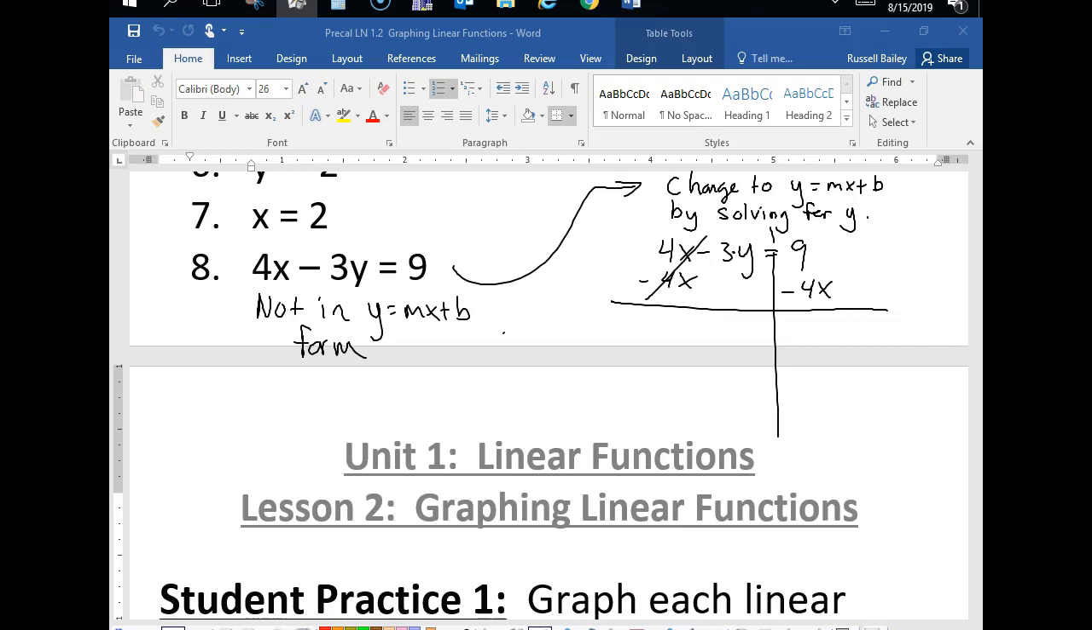So here we go. Minus the 4x on both sides, right? Now you can't combine these though, right? And so I'm just going to put -4x and the +9 goes there.